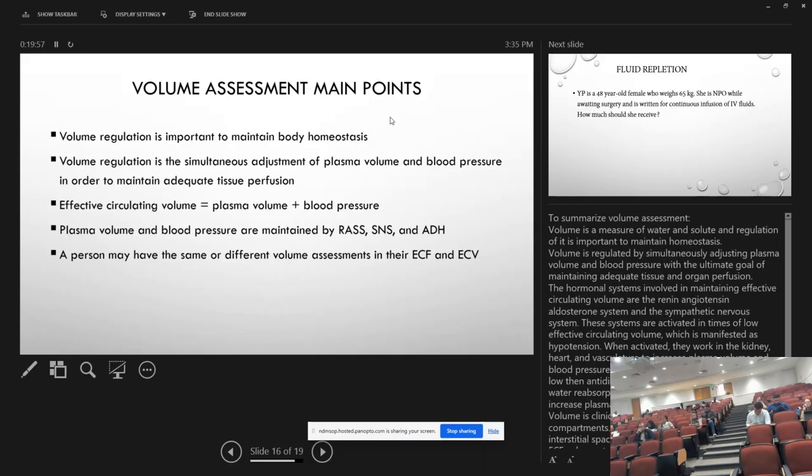Effective circulating volume equals plasma volume plus blood pressure. Plasma volume and blood pressure are maintained by all those factors that Dr. Joshi mentioned. So don't forget all those feedback systems and hormones. Remember, a patient may have the same or different volume assessments in their extracellular fluid and their effective circulating volume.